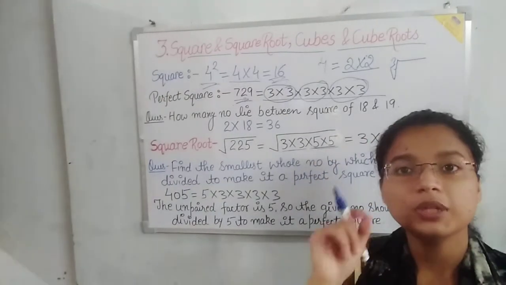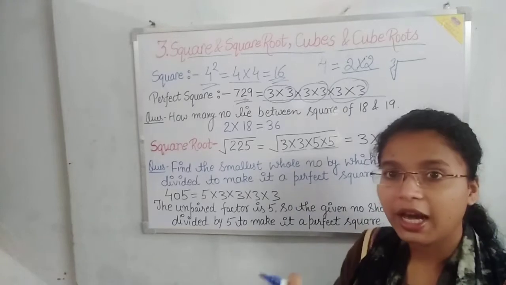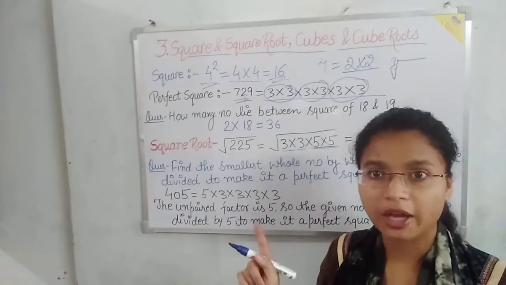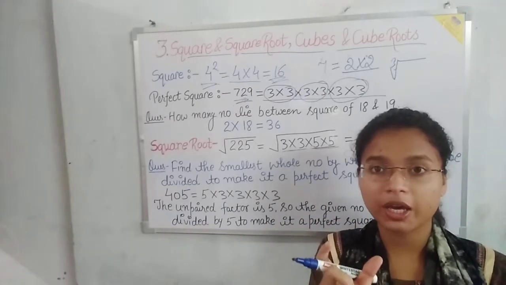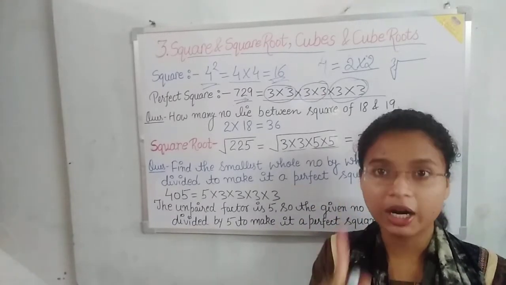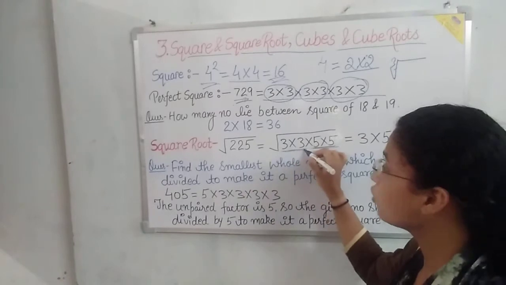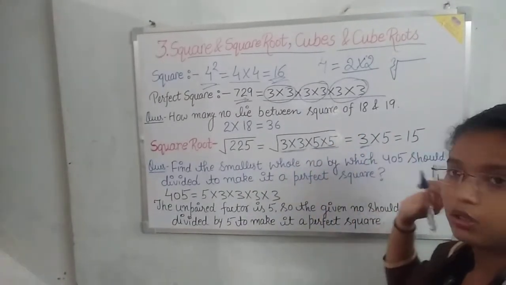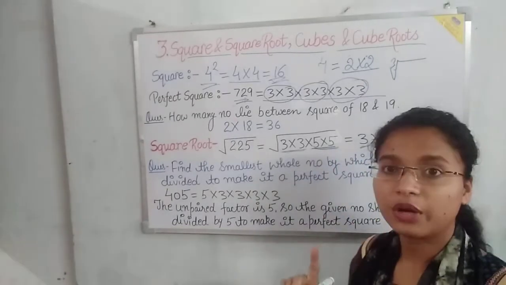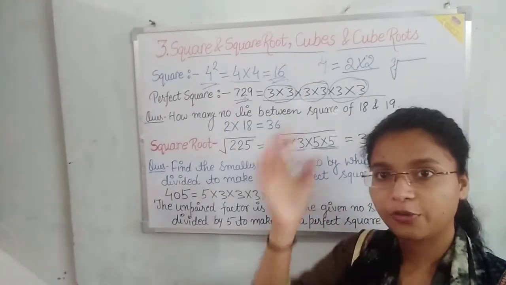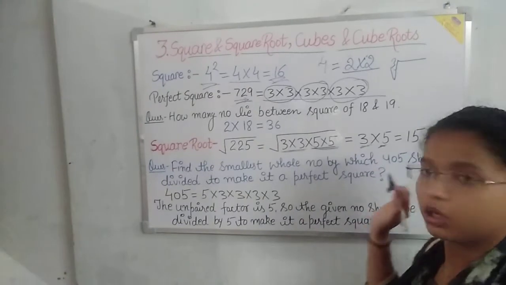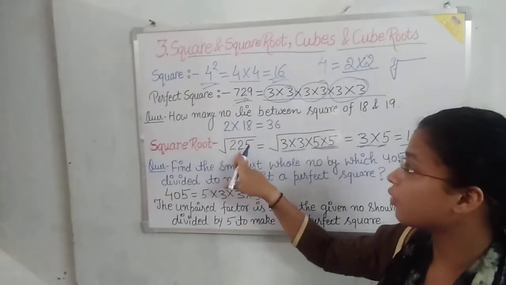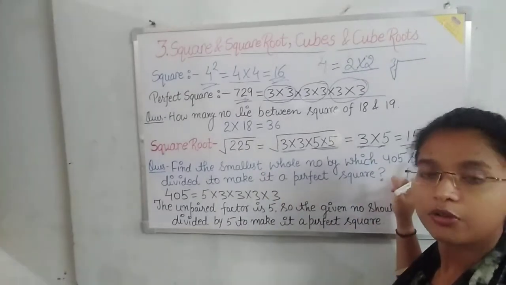Now from each pair, take out only one digit outside the square root. That means from 3 into 3, you write only one digit outside the square root, 3 only. From 5 into 5, you write only one 5 outside the square root, 5 only. Okay, so 3 into 5 will give you 15. That means the square root of this number will be 15.